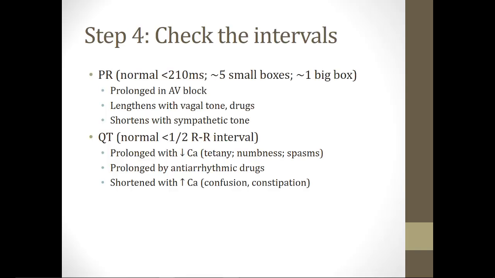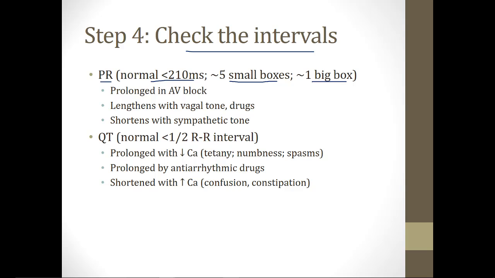Moving on, the next step in interpretation of an ECG by my method is to check the intervals. So first check the PR interval. A normal PR interval is less than 210 milliseconds. 5 small boxes is 200 milliseconds, or 1 big box is 200 milliseconds. So basically, the PR interval should be about 5 small boxes or 1 big box in length, or shorter than that.